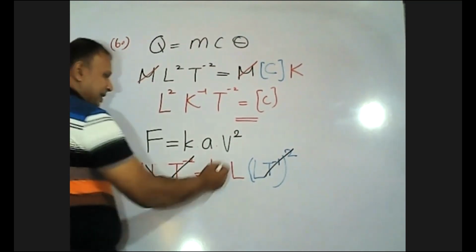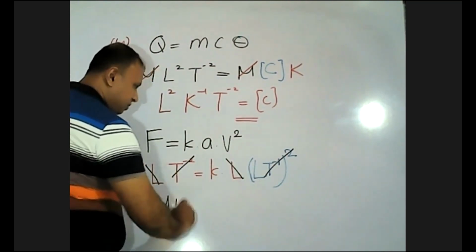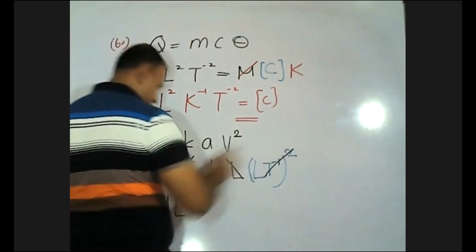L to the power 1 will be cancelled out. Then the answer would be M L minus 1, no? M L minus 1, minus 2, no? Minus 2.